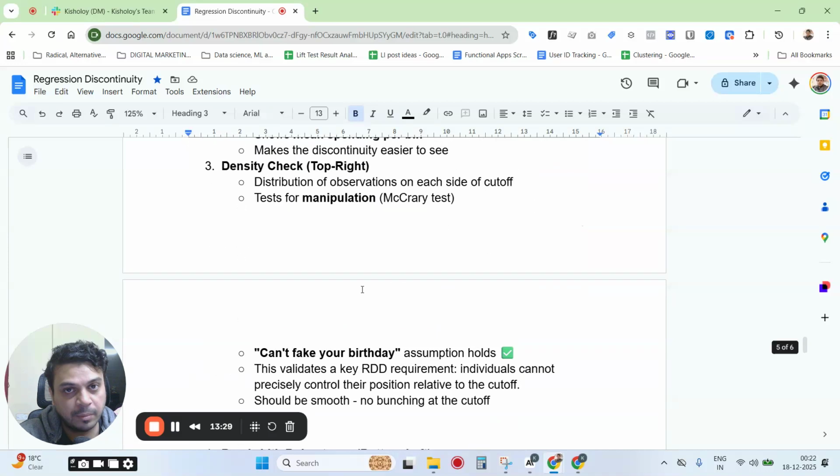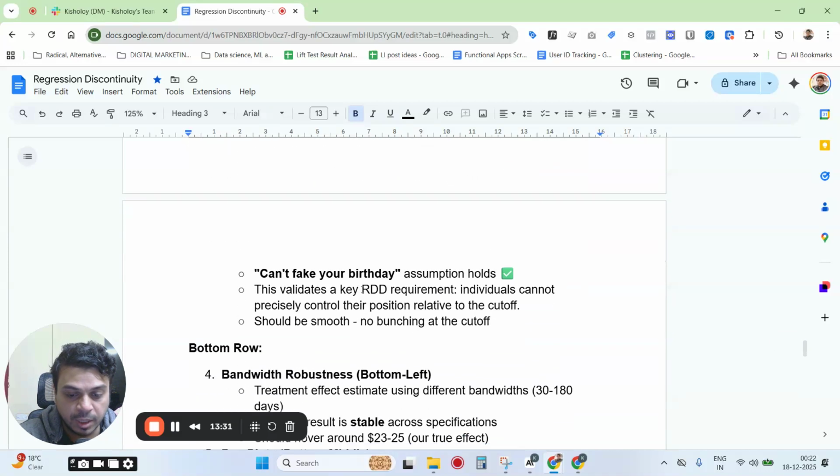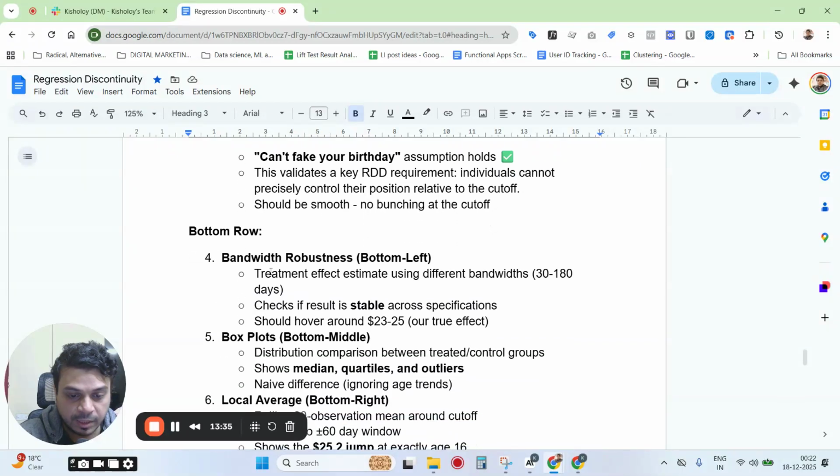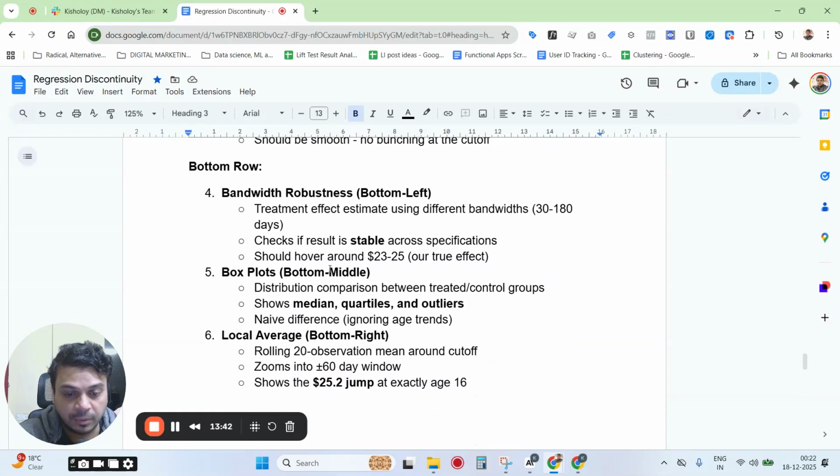This document will be there, by the way, in the YouTube description. And then the bandwidth robustness, as I said, shows the treatment effect estimate using different bandwidths, and checks whether or not the results are stable.